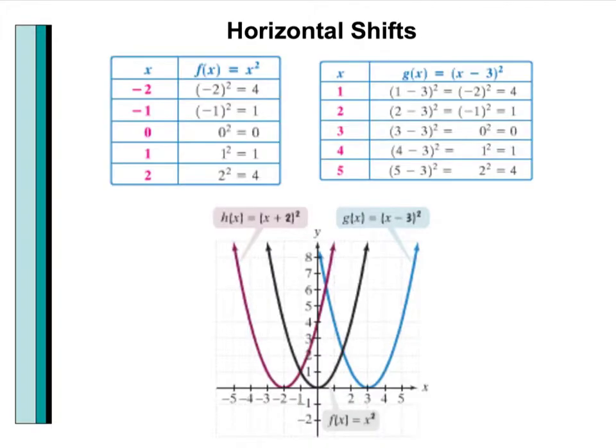Another recap of shifts would be this graph here. So if we're looking here, the one in the middle is your parent graph. And if you have addition inside your grouping symbols, that moves it to the left too. And if you have subtraction inside your grouping symbols, that moves it to the right 3 units.